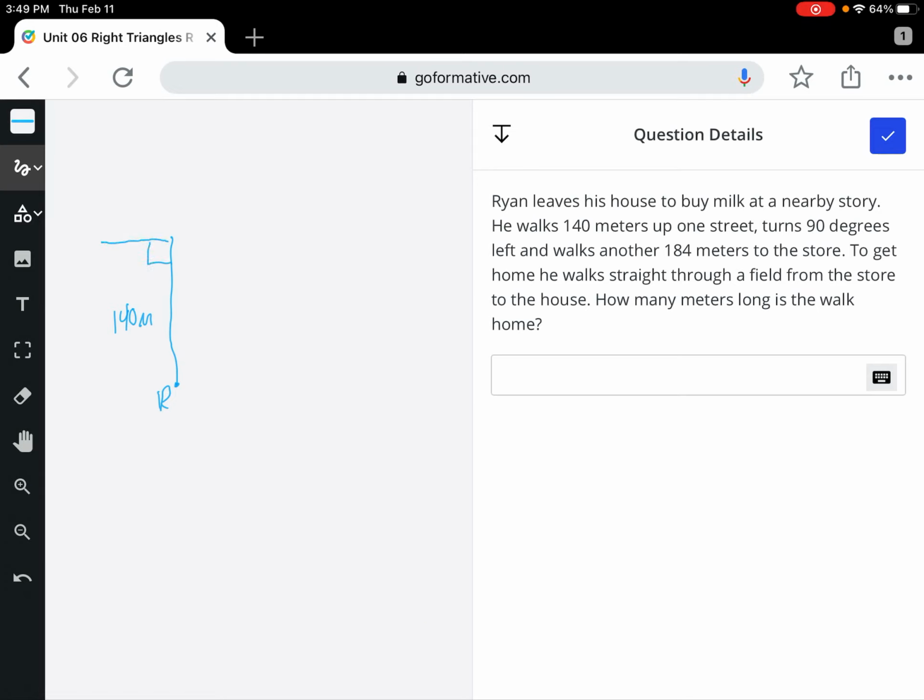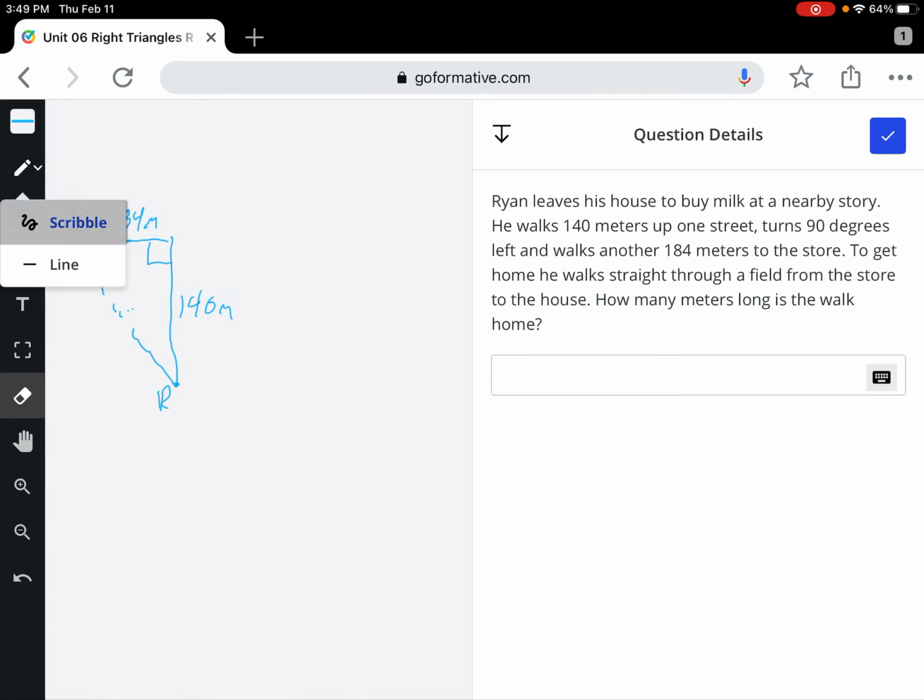And then turns 90 degrees to the left and walks another 184 meters to the store. Okay, to get home, we walk straight through a field from the store to the house. How many meters long is the walk home? So that's what we're trying to find.